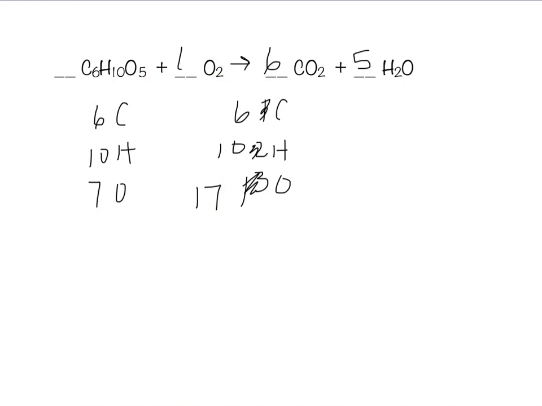So if I put a coefficient of 6 here, 6 times 2 is 12, plus those 5, there's your 17. There's the balanced formula equation. Anytime you have a hydrocarbon combining with oxygen and the products are carbon dioxide and water, this is going to be a combustion reaction. This is a complex combustion.